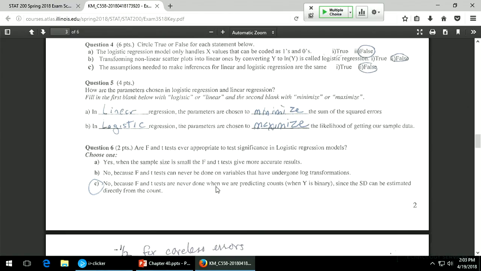This was an important point that when you have binary y data, 0s and 1s, once you know the count, like the percentage of 1s and the percentage of 0s, the mean and the standard deviation are tied together, right? So once you know the mean, you know the standard deviation, which is very different than when you have just quantitative y. So we don't need to use an F or a T because we can estimate the standard deviation directly from the data. You would never use an F or a T. That's why you never use them when you have percentage problems too. You never use F and T.